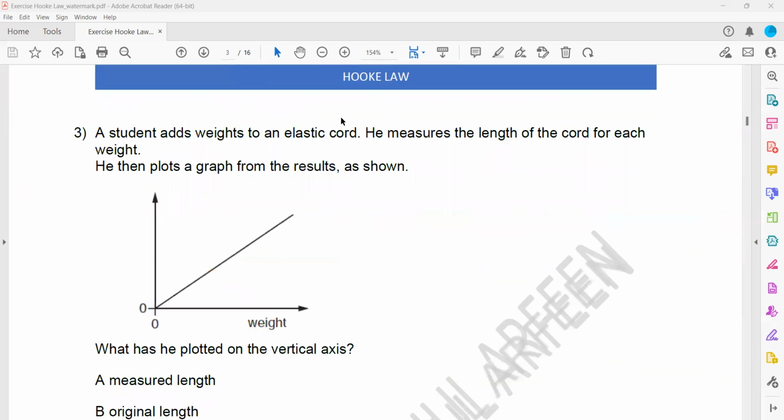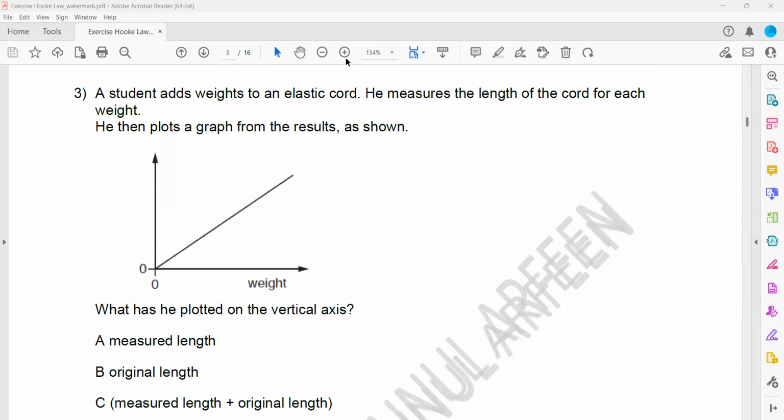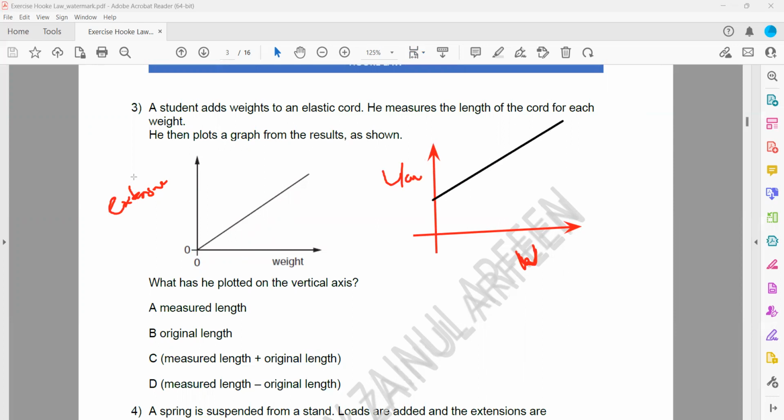A student adds weight to an elastic cord and measures the length. He plots a graph of the results as shown. Usually, if the graph is starting from the origin, this part is the extension. If we have a load and extension graph, or a weight and length graph, the graph will not start from the origin, it will start above the origin. But this should be extension.